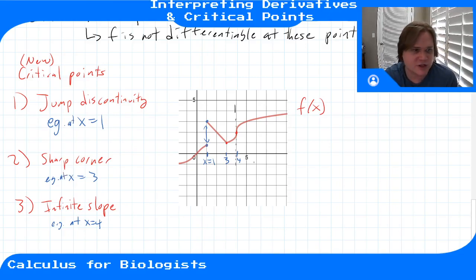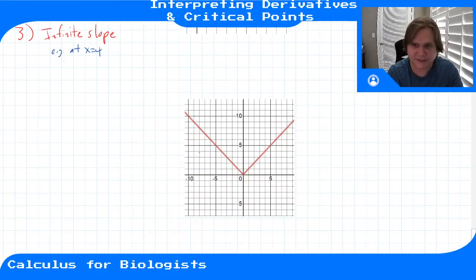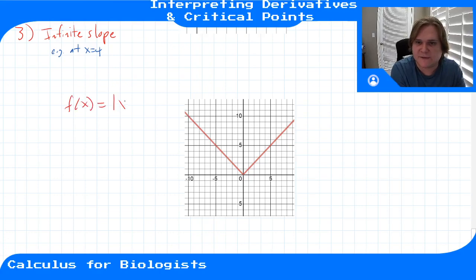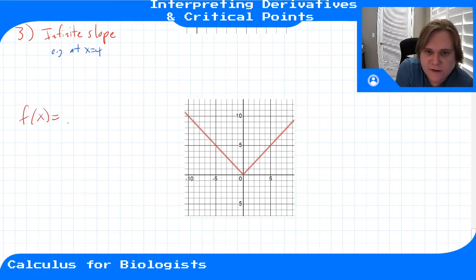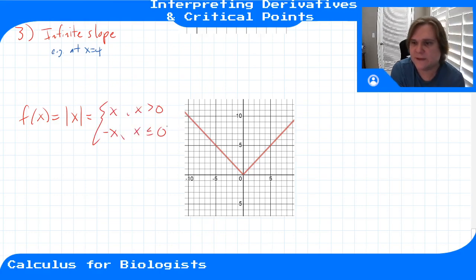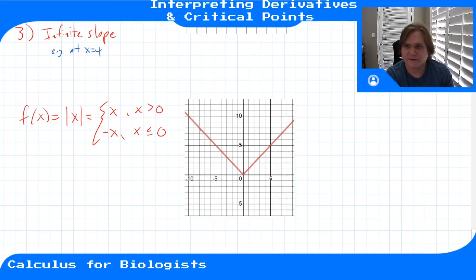Okay, and this doesn't just show up in pretty absurd functions like this one. It happens in some pretty common ones. So this is f of x equals the absolute value of x, which you can define piecewise as x for x positive, or negative x for x negative. So for negative x values, it gives you the positive value. Positive x values, it just gives you x. Here, at this point, f has no derivative.